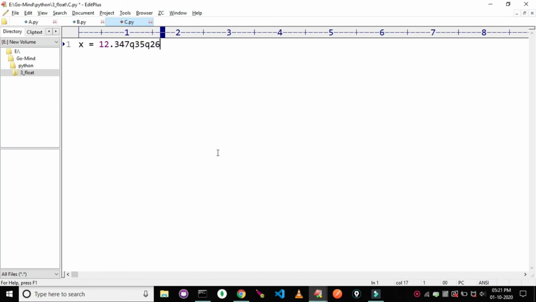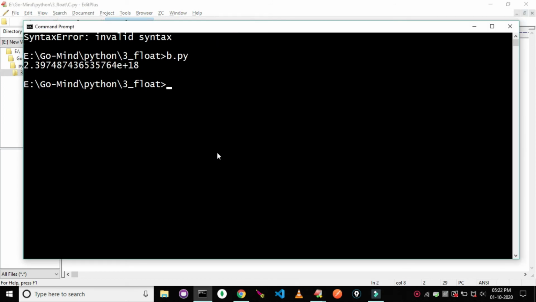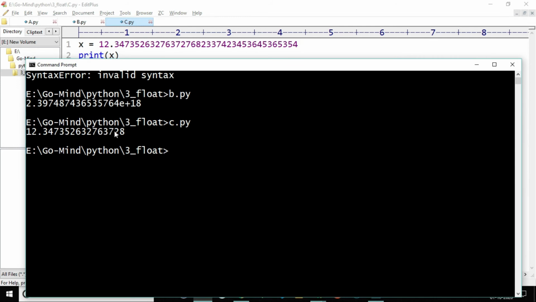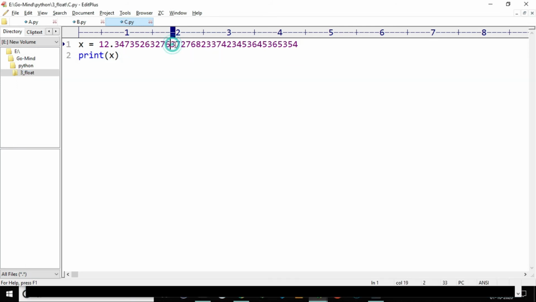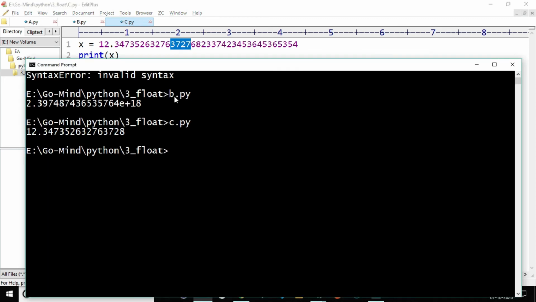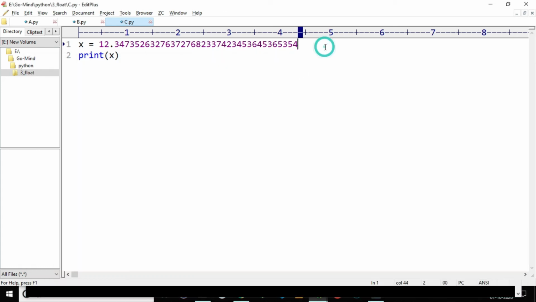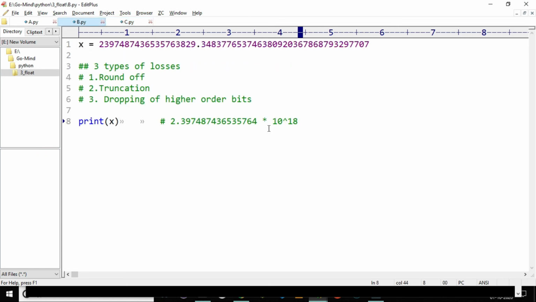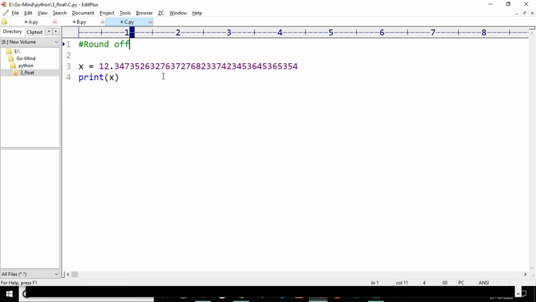So let's see another example. Suppose we have this float value, then print x. Look, this is round off. 3728 and 3728. This is round off. 7 is rounded off to 8. So this is an example of round off, and the previous example was of scientific notation.